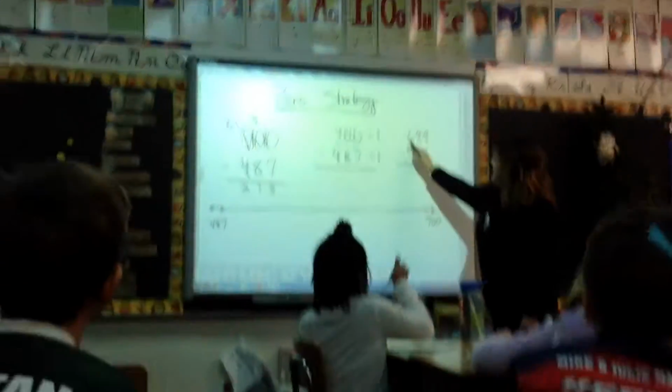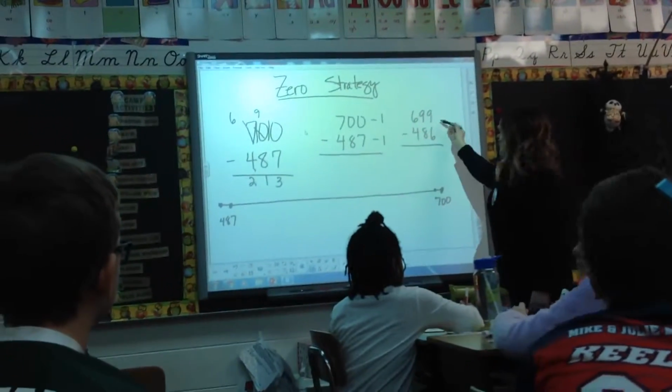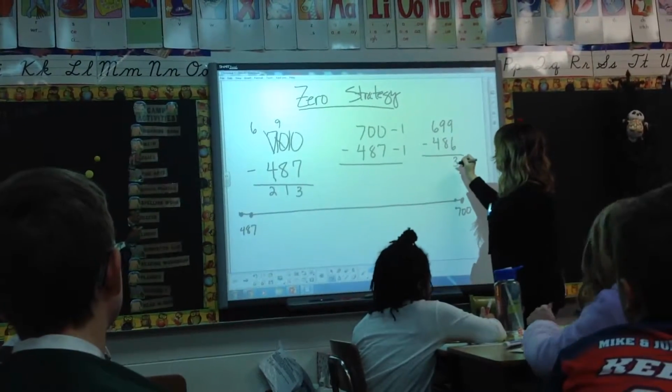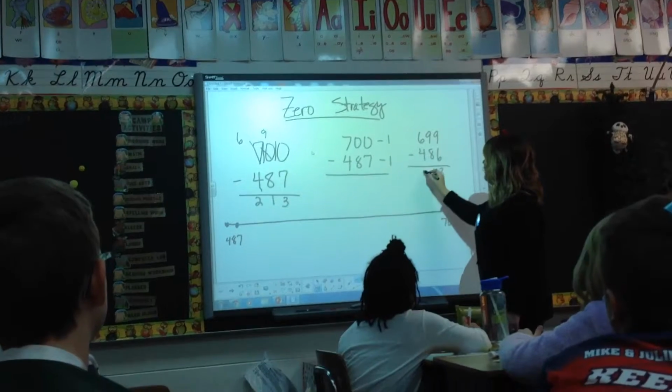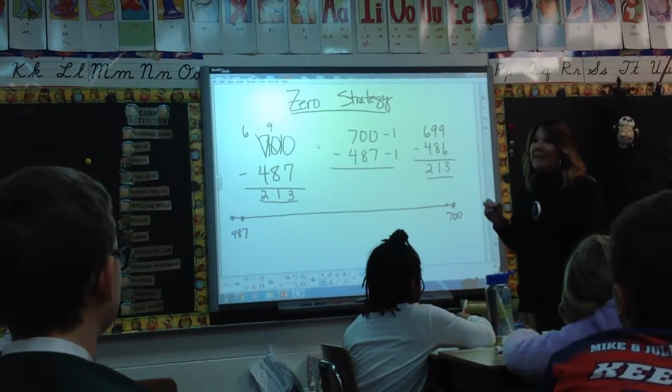Look at my new problem. I don't have to unbundle anything because I know I have plenty of chips in each column. So 9 minus 6 is? 3. 9 minus 8? 1. 6 minus 4? 2. Same answer. A lot easier.